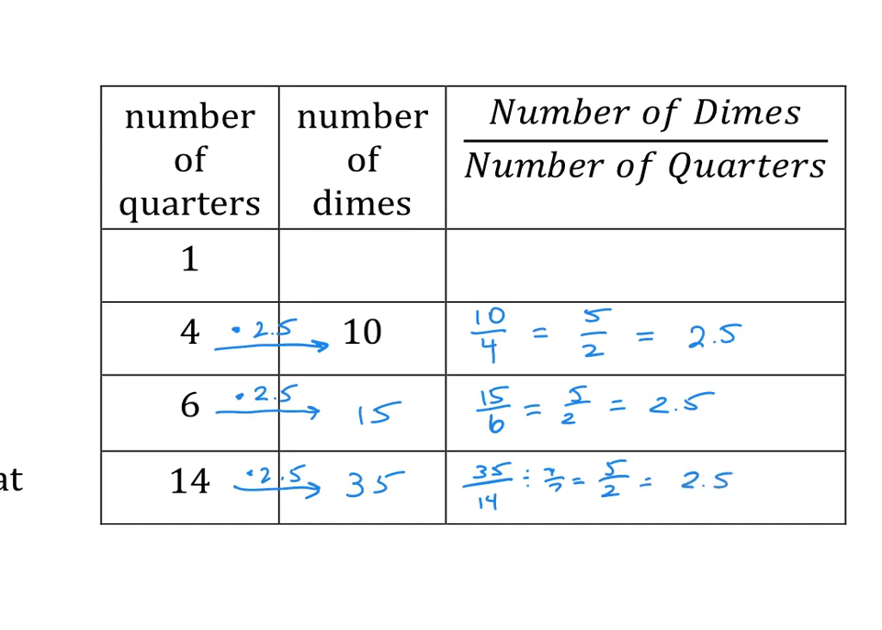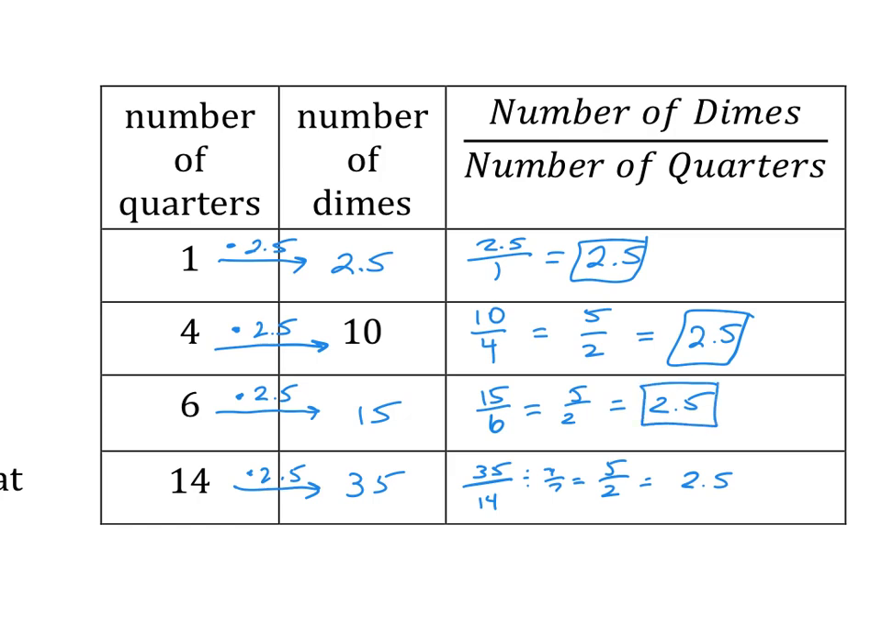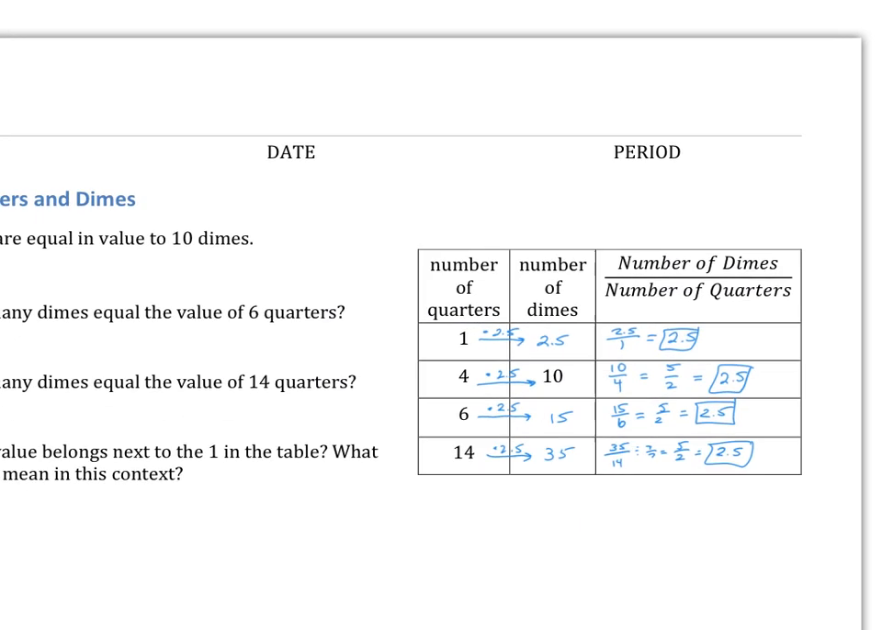Now, last but not least, it wants to know what value belongs next to the 1 in the table. So I'm just going to use the constant of proportionality, multiply by 2.5. 1 times 2.5 is just 2.5. If I write that as a ratio, I would end up with 2.5 over 1, which has that pesky decimal. We don't really like decimals and fractions together, so go ahead and convert that to a decimal. 2.5 divided by 1 is just 2.5. You can see here that that 2.5 shows up all the way down, so it's a really important number.